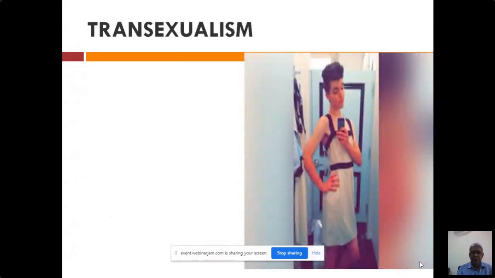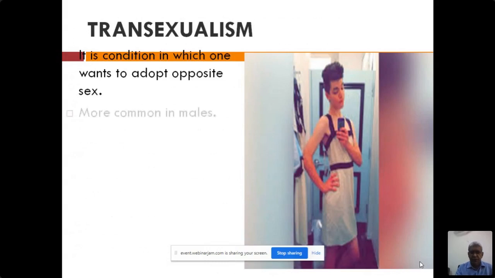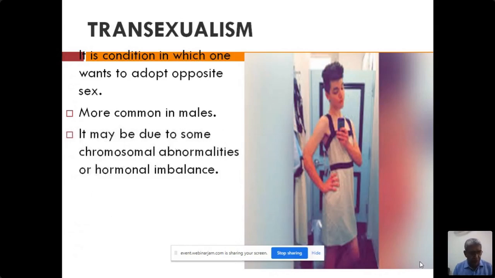Next perversion is transsexualism. Here, there is some genetic disorder in which the person wants to adopt the opposite sex. To adopt the opposite sex, medical or even surgical procedures are preferred by such persons. This is said to be transsexualism, and it is more common in males. Michael Jackson was a very good example of this perversion. Even in Pakistan, Begum Nawaz Sharif and other characters are also present. It may be due to some chromosomal abnormalities or hormonal imbalance.